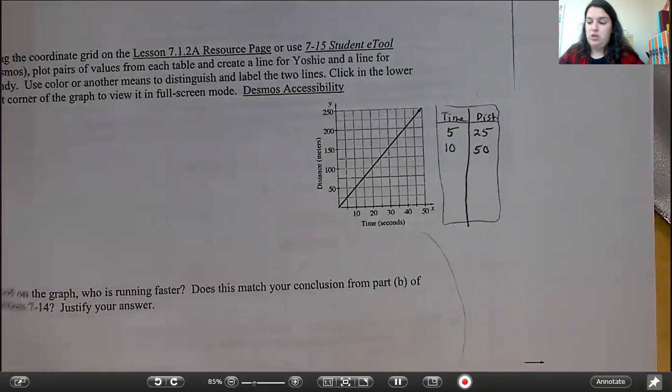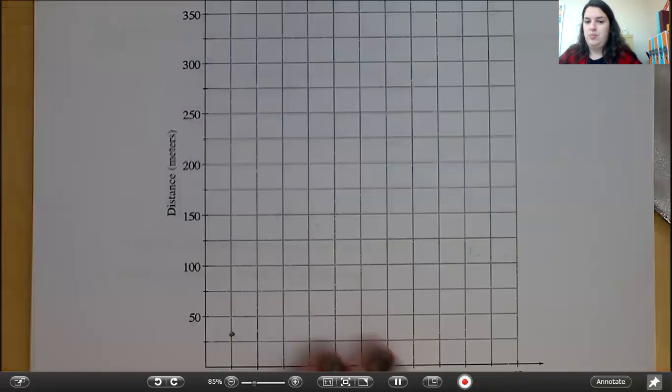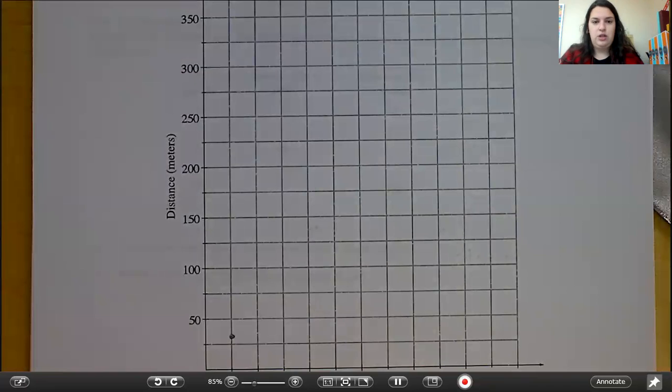Once you are done with this, please make sure that you upload a picture. Remember, I also need to see a picture of your graph. If you have any questions, please email me.